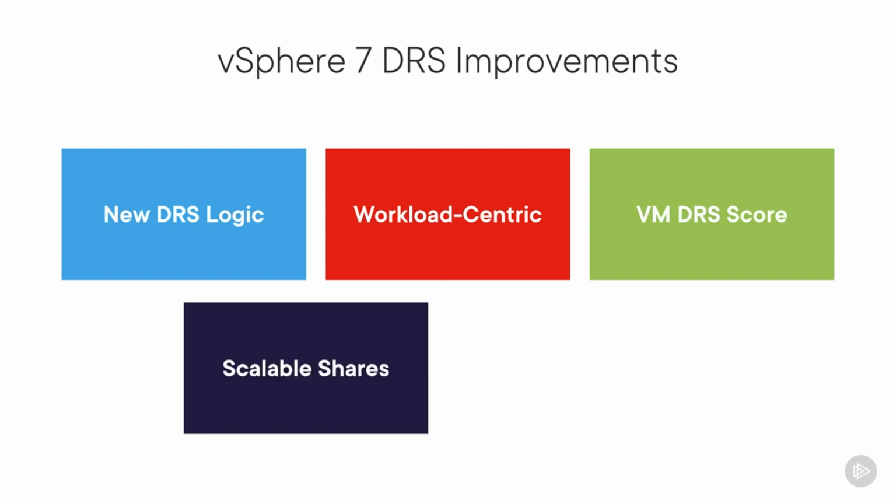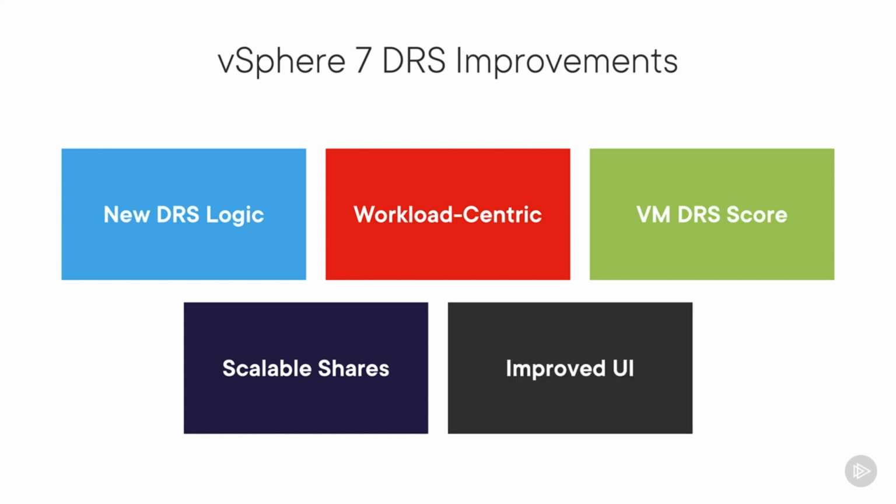Another new feature is scalable shares. We'll talk more about scalable shares for DRS in an upcoming lesson. But the idea is that your virtual machines that have a share level of high will be prioritized over other lower virtual machine share entitlements. And finally, there's an improved user interface around all of this, so you can easily sort on the resources that a virtual machine is receiving, where it might be lacking in resources, and what the virtual machine scores are.